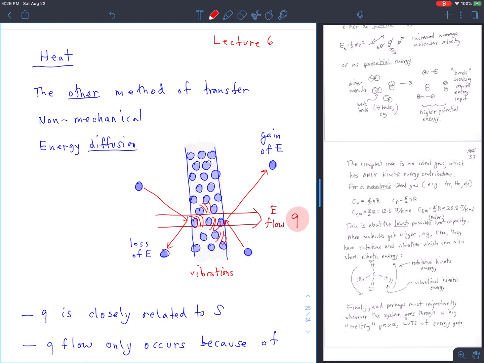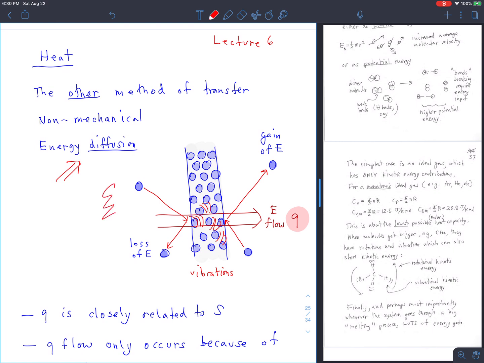At the microscopic level, it's still mechanical. Everything's mechanical at the microscopic level. But it's not a flow that's pushed or caused by force. It's something that happens on its own. It's energy diffusion. So on the microscopic level, a heat flow looks like this.